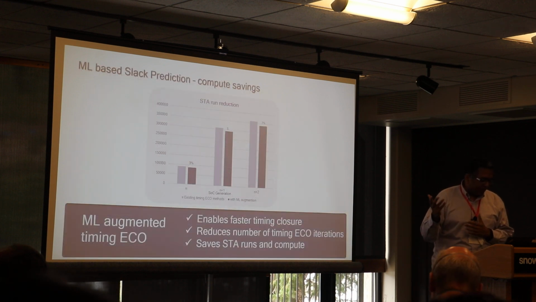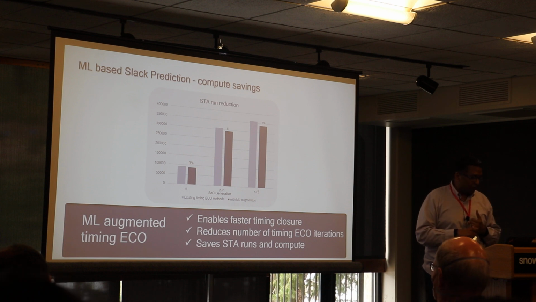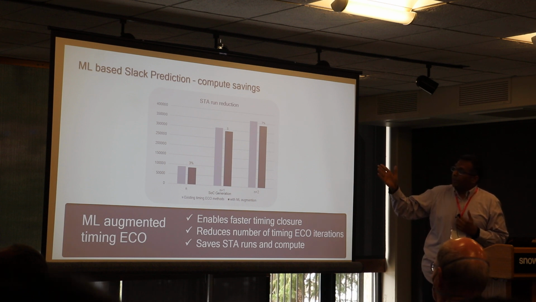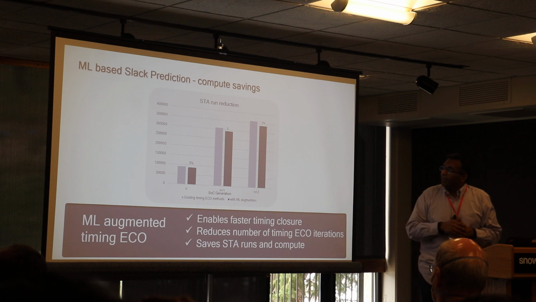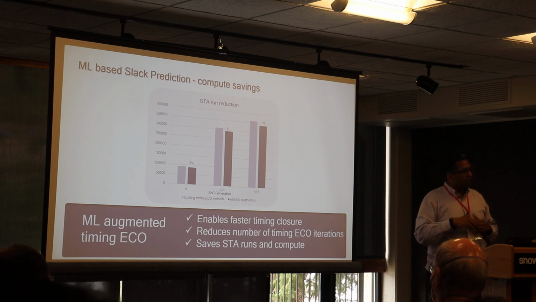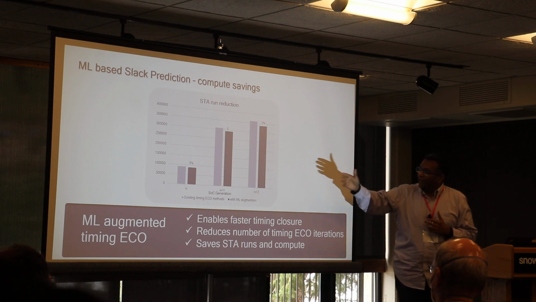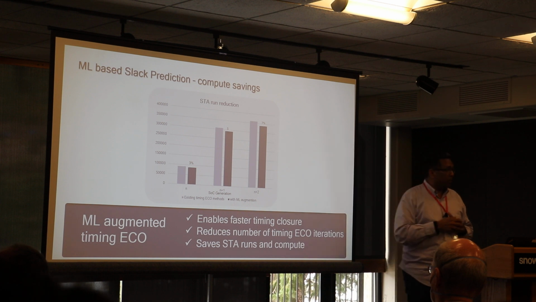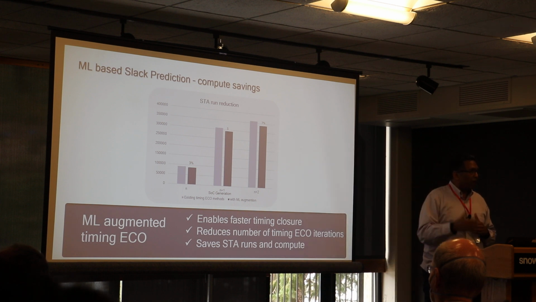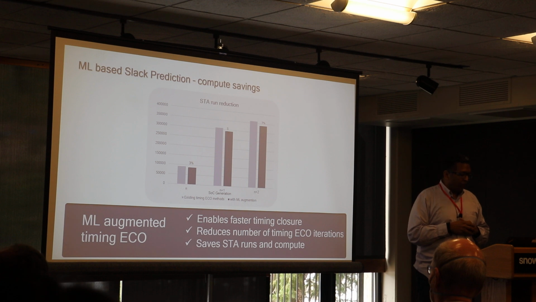So what we have seen is that it enables faster timing closure. This is over the last few generations. We have seen at least a 7% reduction. We have increased from 3% to 5% to 7% over the last few years. It's an improvement of our process and models and how we are modeling.